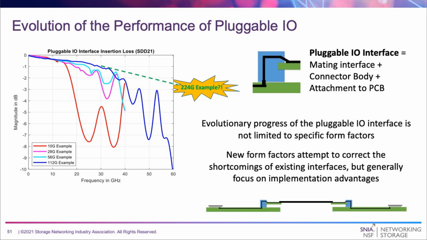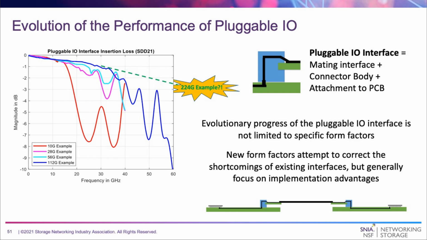So given the discussion already about the need to go faster and faster, as well as what I just mentioned regarding the importance of the mechanical interface in these solutions, I wanted to highlight the impressive evolution in electrical performance for the pluggable I/O interfaces. So I'll define the pluggable I/O interface as that mechanical mating interface plus the connector body, as well as the attachment to the PCB shown in the picture at the top.